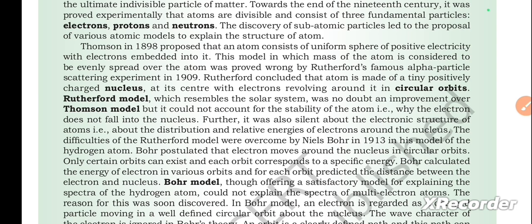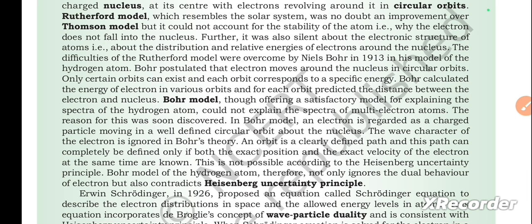The difficulties of the Rutherford model were overcome by Niels Bohr in 1913 in his model of the hydrogen atom. Bohr postulated that the electron moves around the nucleus in circular orbits. Only certain orbits can exist and each orbit corresponds to a specific energy. Bohr calculated the energy of the electron in various orbits and for each orbit predicted the distance between the electron and the nucleus. The Bohr model, though offering a satisfactory model for explaining the spectra of the hydrogen atom, could not explain the spectra of multi-electron atoms. The reason for this was soon discovered.